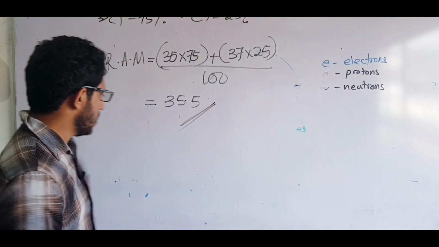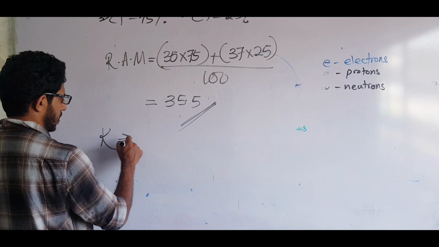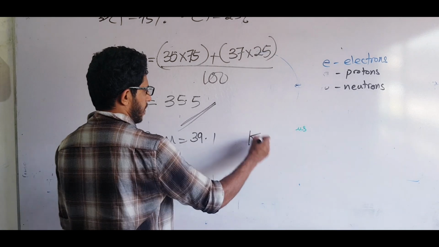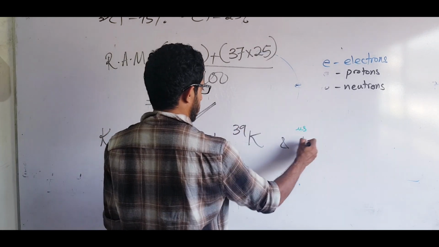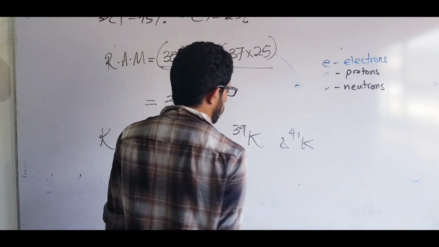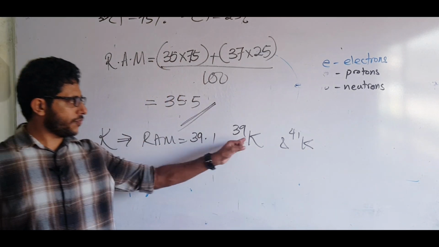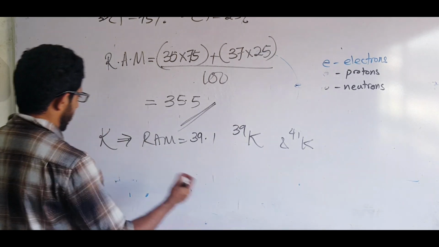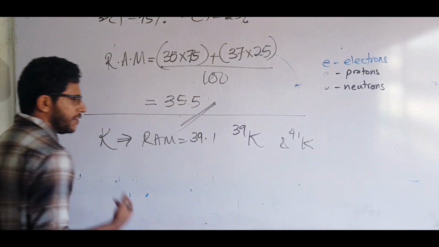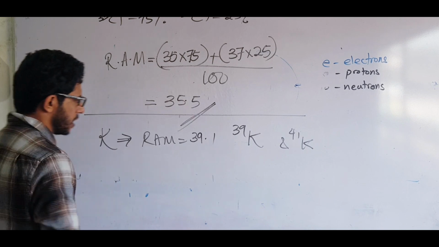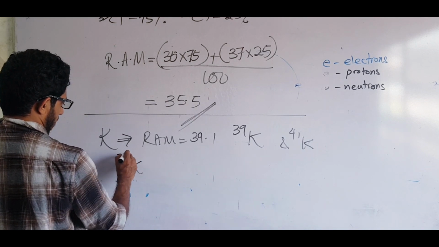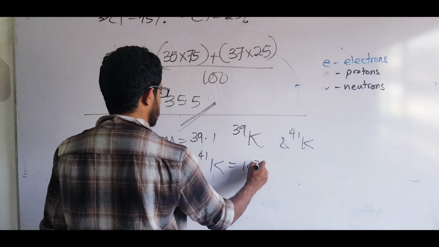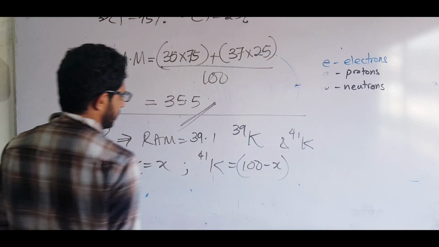Another example, potassium, RAM value is 39.1. Potassium has potassium-39 and potassium-41. You are asked what are the percentage abundances for each, potassium-39 and potassium-41. It's a very common one, they have asked with potassium and copper in past papers. So potassium-39 you can take as X, then potassium-41 is 100 minus X.